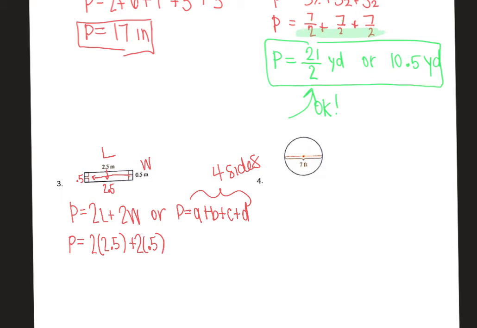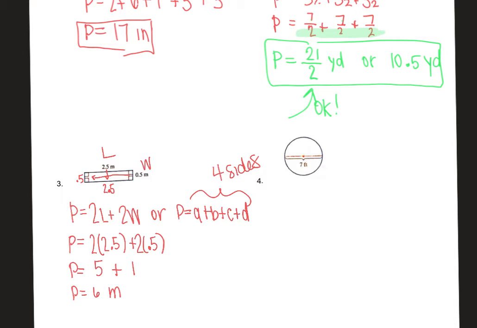Now, this requires order of operations. I have to multiply before I add. So 2 times 2.5 is 5, plus 2 times 0.5, or 2 times a half, is 1 whole. So the perimeter for this one is 5 plus 1, which is 6, and I am working in meters.